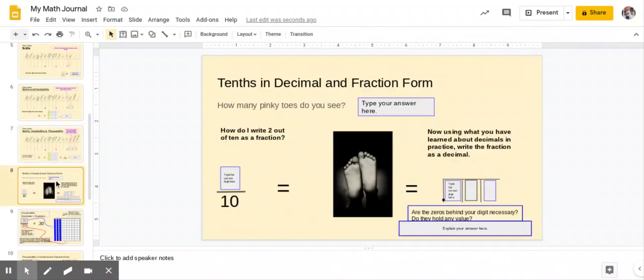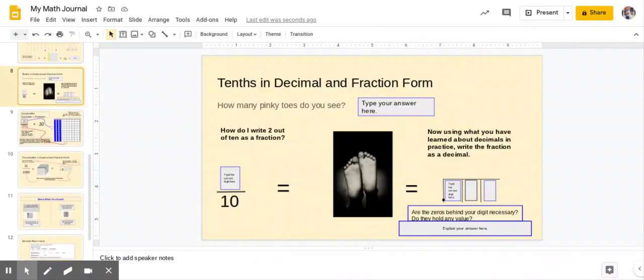Now we're going to move on to a couple of activities where you're going to be filling in some of these on your own slides. So tenths in decimal and fraction form. Okay, so back to this. So we're going to talk about tenths in decimal and fraction form. So let's look at the picture.